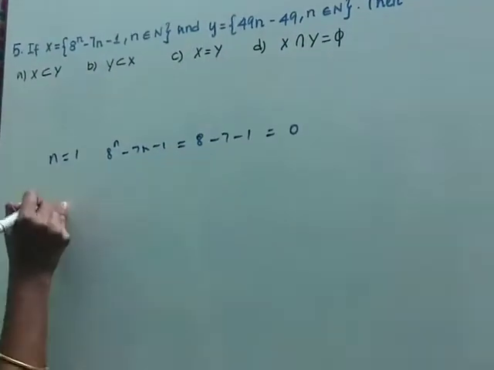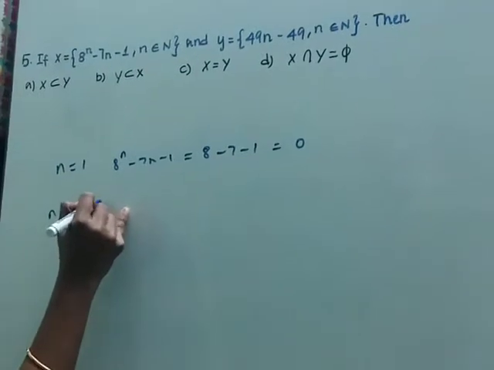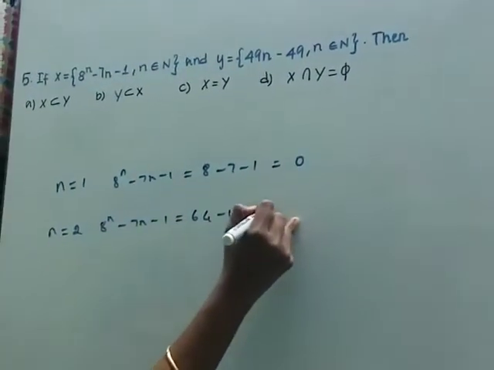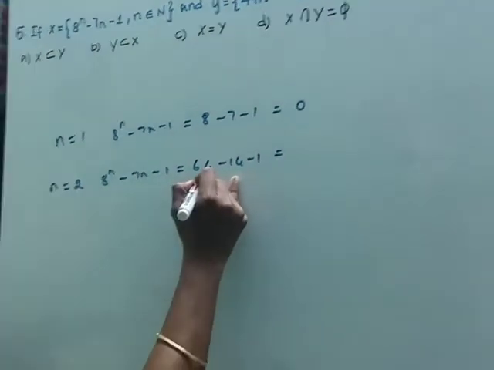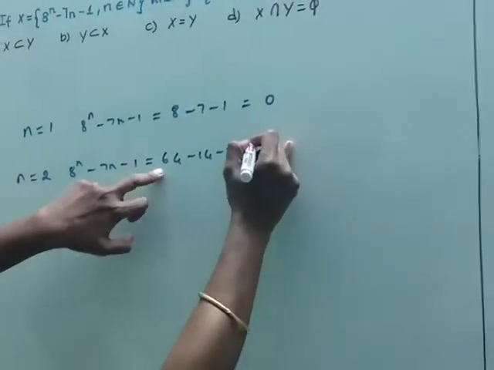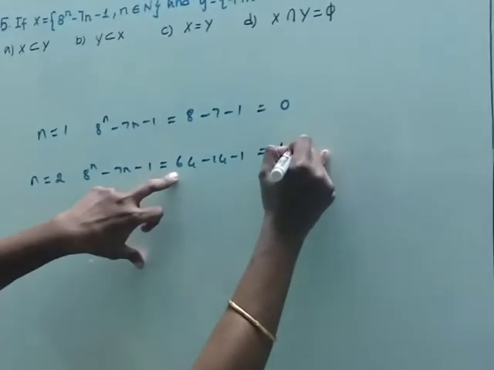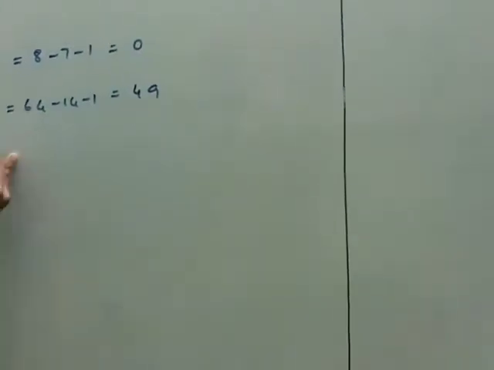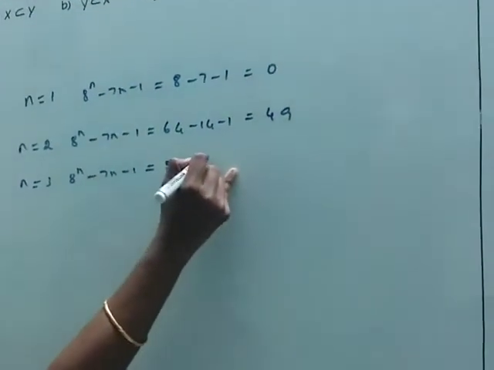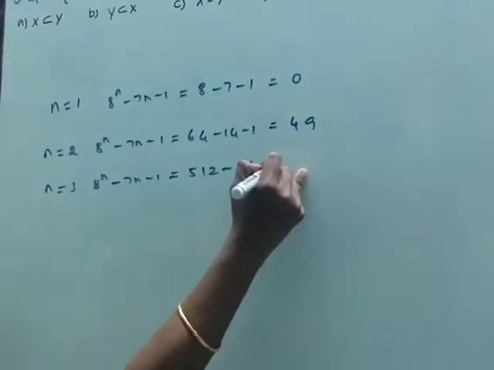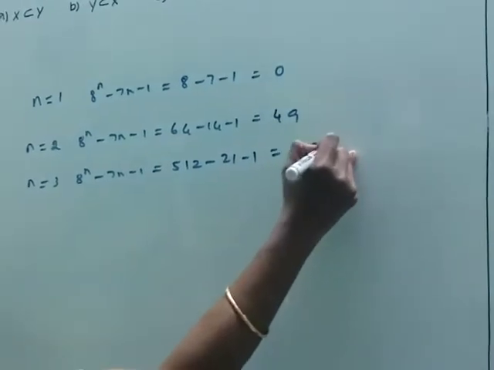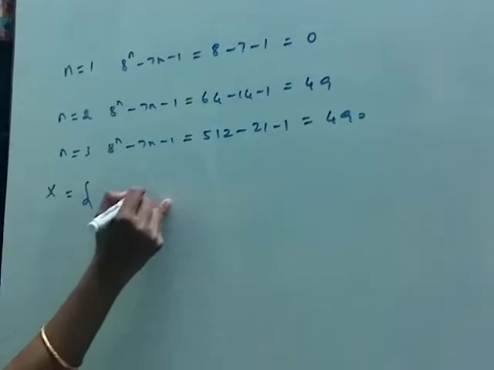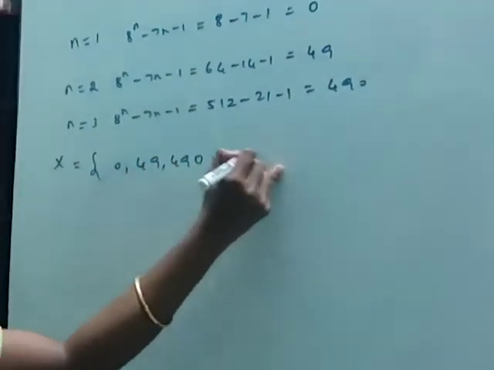Answer 0. n is equal to 2: 8^n minus 7n minus 1 becomes 64 minus 14 minus 1. Answer is 49. n is equal to 3: 8^n minus 7n minus 1 is equal to 512 minus 21 minus 1, so this is equal to 490. Like that you get more. So X has 0, 49, 490, etc.